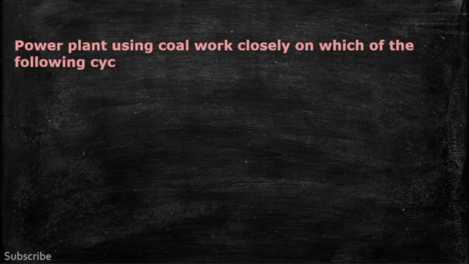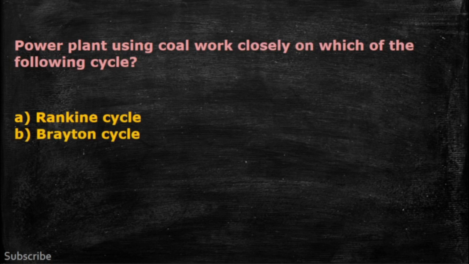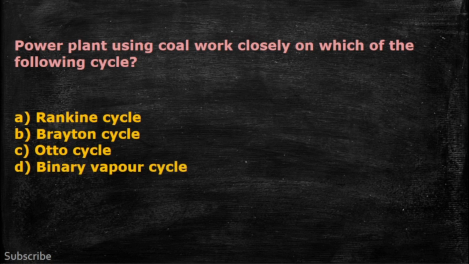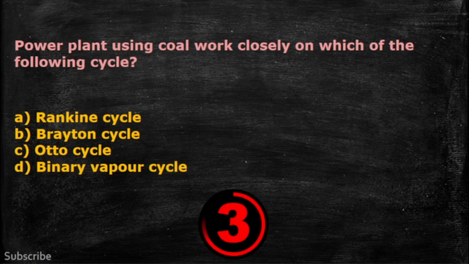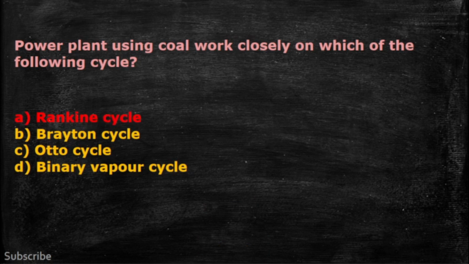Question number 29. Power plant using coal, work closely on which of the following cycle? A. Rankine cycle, B. Brayton cycle, C. Otto cycle, D. Binary vapor cycle. The correct answer is letter A, Rankine cycle.